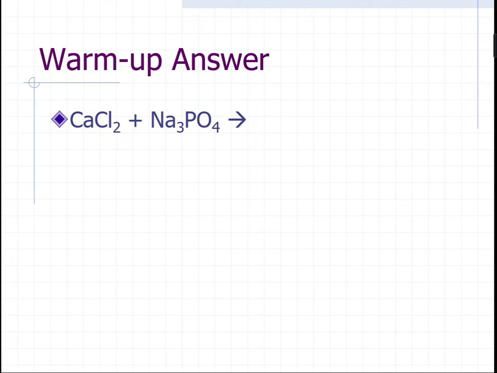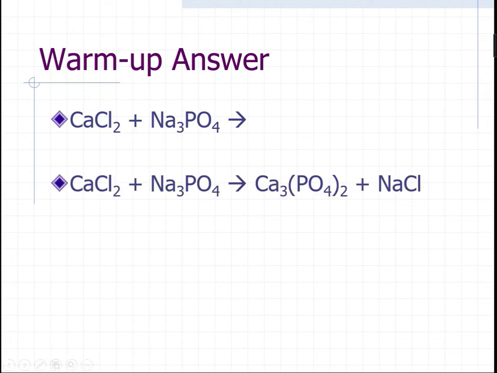reaction, the sodium and the calcium, the 2 cations, are going to switch places. So calcium is now going to be paired up with phosphate, and sodium is going to be paired up with chloride. Calcium still being a +2 and phosphate being a -3, you have to do the crisscross of taking the 3 down and taking the 2 down. And then sodium being +1 and chloride being -1, that worked out just fine.